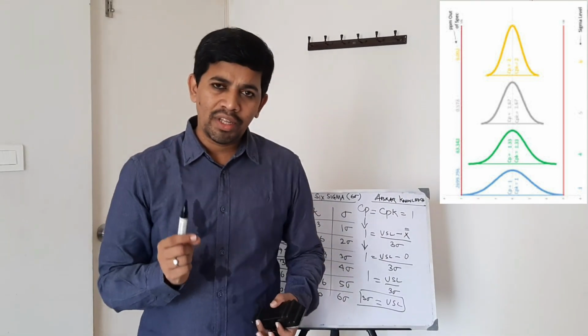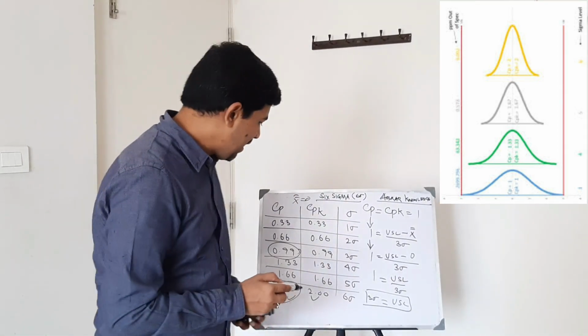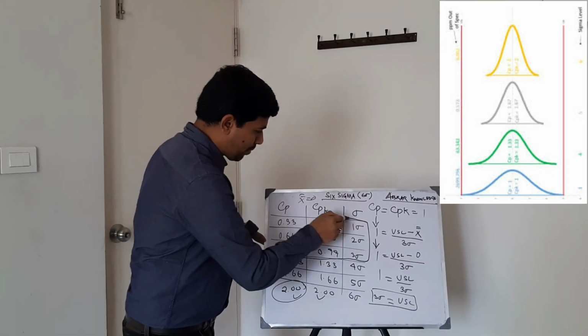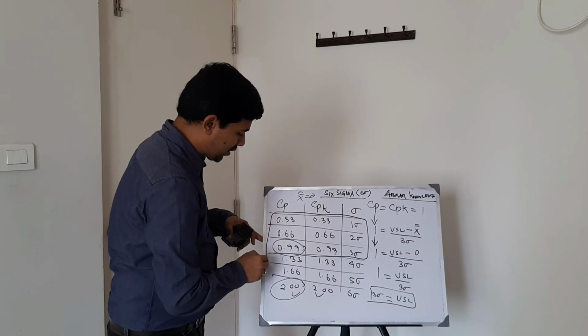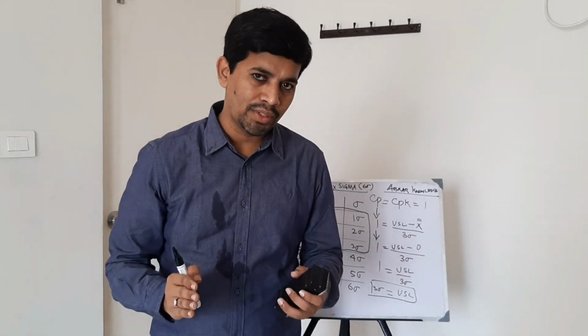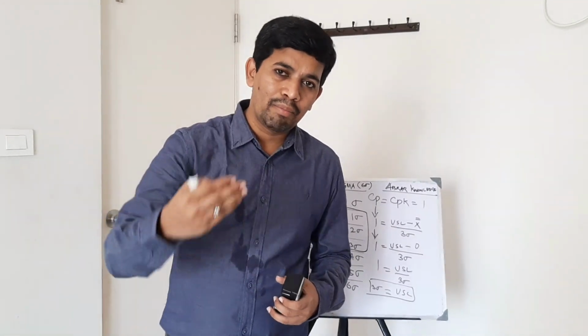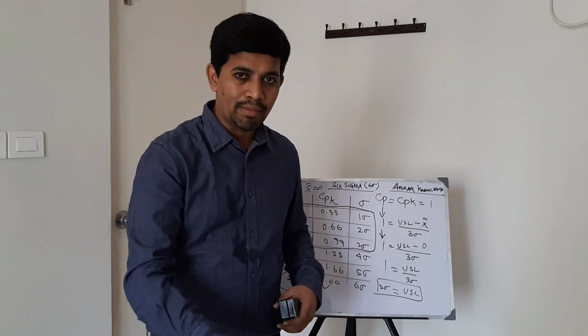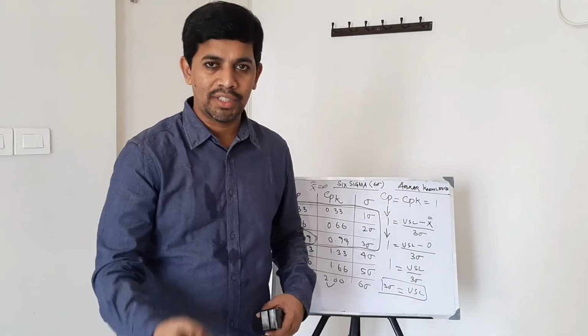The key point we need to notice is that anything below 1 means the process is not capable. It can give more rejections. So in order to have a healthier process, it must be greater than 1. That means we will go to higher sigma like 4 sigma, 5 sigma, 6 sigma and so on.